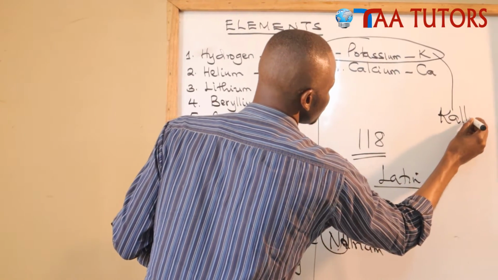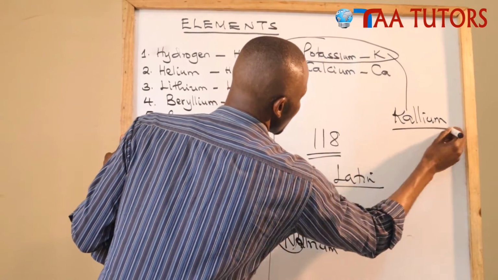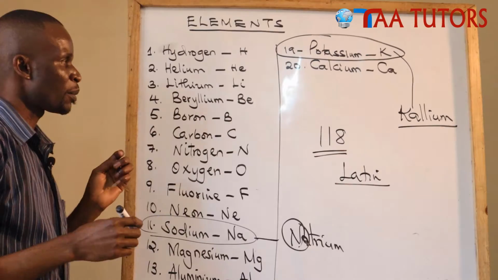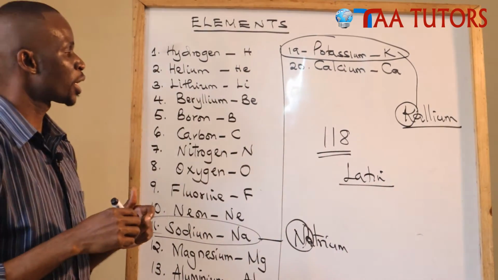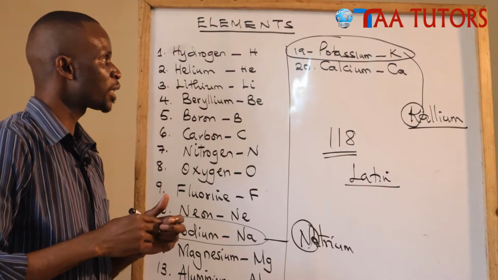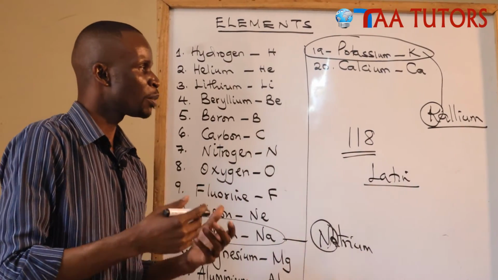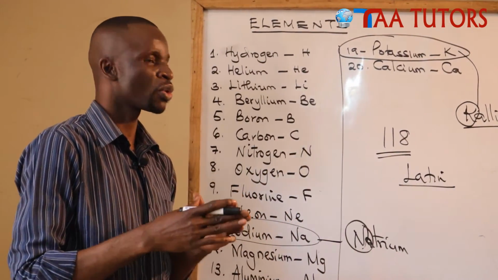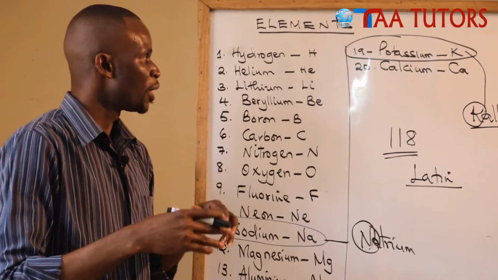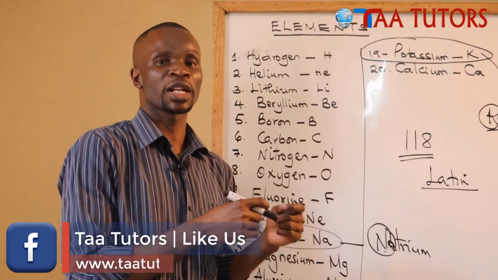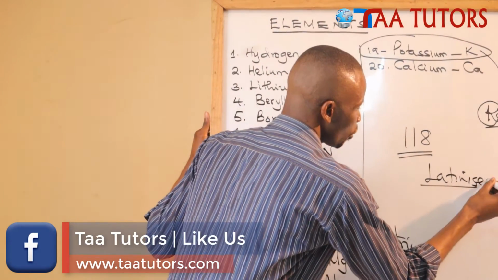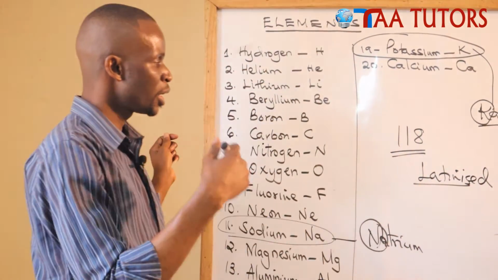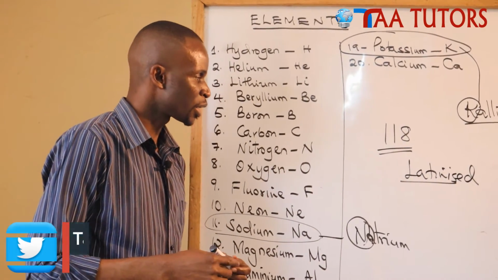The Latin name for potassium is kalium, and that's where K is coming from. So you must always know that these names must be in Latin. In case the elements are named after cities or towns or countries or people, the name should be made to sound like Latin. In other words, we say it should be Latinized. It may not be Latin, but it should be Latinized.